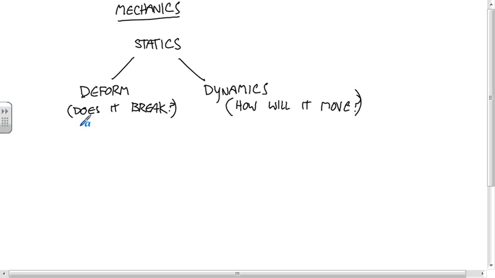And then from deform, you can separate this into two areas. One is a very mathematical area called continuum mechanics that, for the most part, doesn't end up being that applicable. It's more an area of math departments. Instead, when companies need to do deform type calculations, they tend to use finite elements, which is a numerical approach to doing complicated deform type calculations.